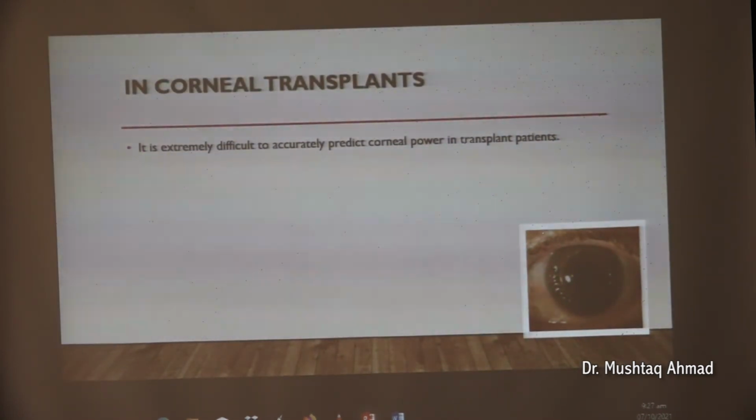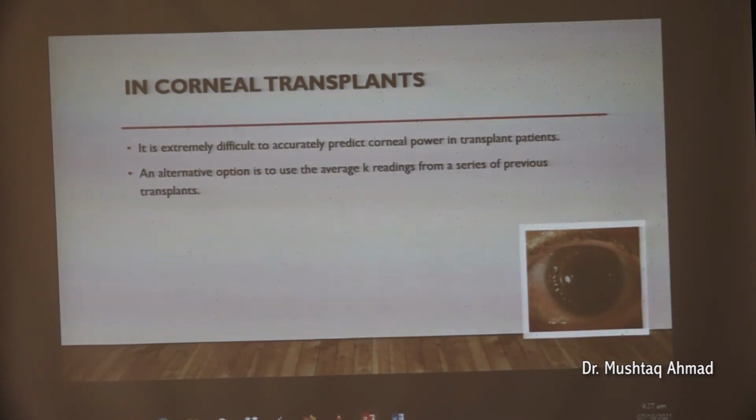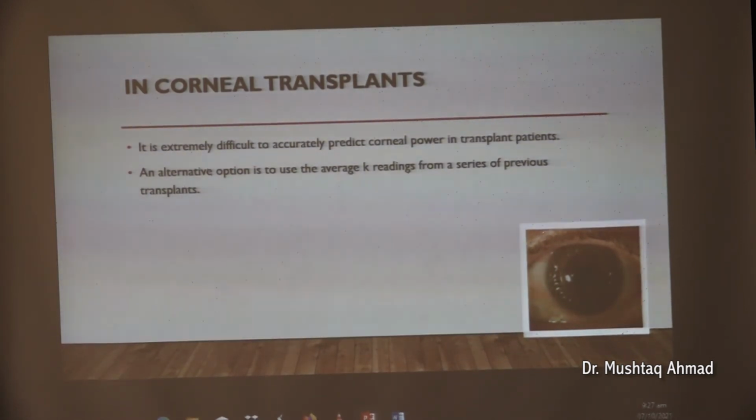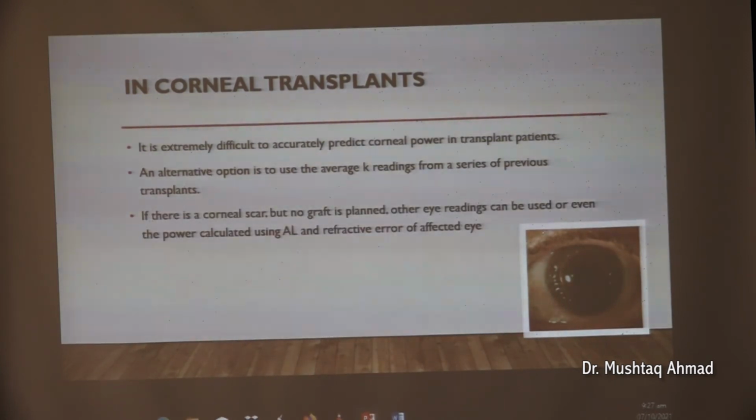In corneal transplant, it is extremely difficult to accurately predict corneal power in a transplant patient. An alternative option is to use the average K reading from a series of previous transplants. If there is a corneal scar but no graft is planned, the other eye's reading can be used, or even the power calculated using axial length and refractive error of the affected eye.